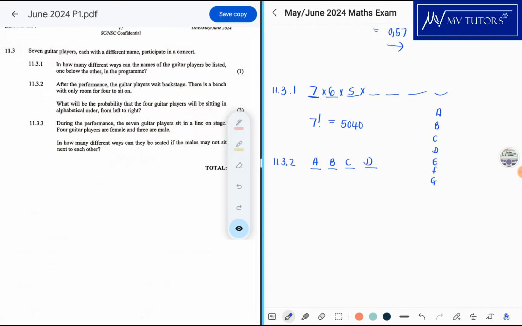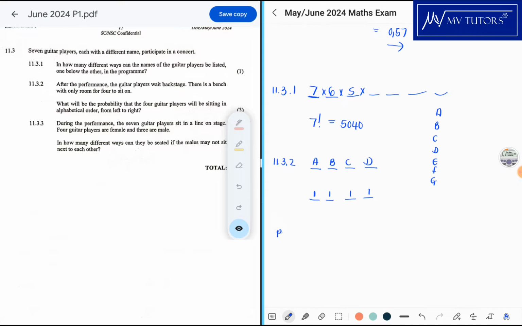Okay, so what is the probability that they'll be sitting in alphabetical order? Because they have different names, they didn't say that the first letter of each name is the same for certain players. So actually, in the 4 seats, there can only be one A, and there can only be one B. There can only be one C and only one D. Okay, that's what I'm getting at here.